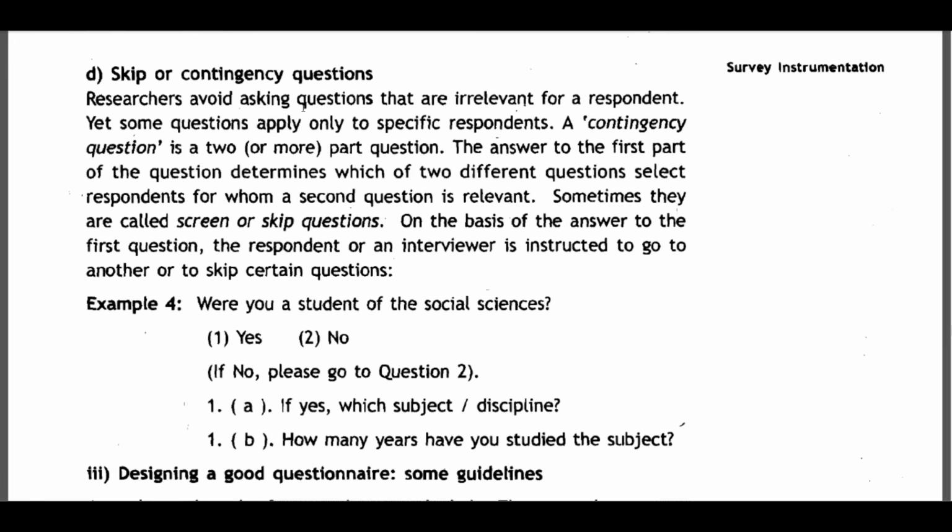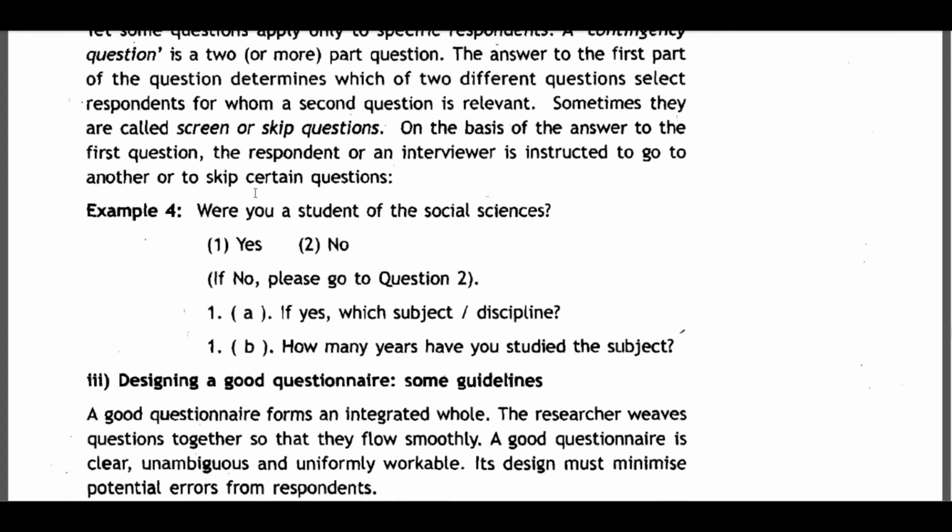Researchers avoid asking questions that are irrelevant for a respondent, yet some questions apply only to specific respondents. A contingency question is a two or more part question. The first part of the question determines which respondents are selected to answer the second question, which is relevant for them. Sometimes they are called screen or skip questions. On the basis of the first question, the respondent or an interviewer is instructed to go to another question or to skip certain questions.